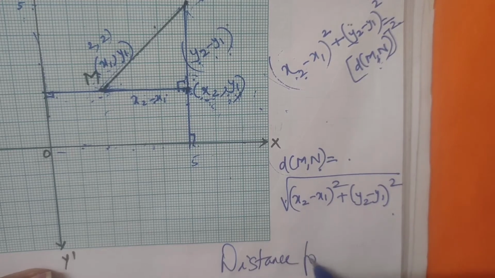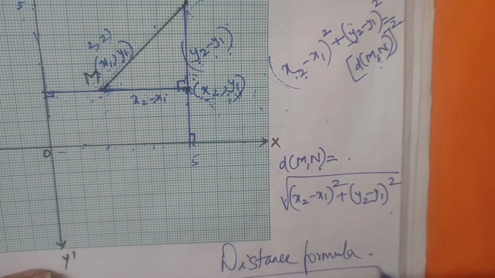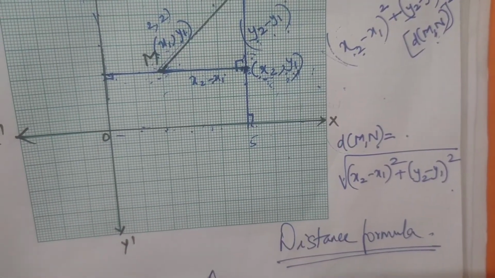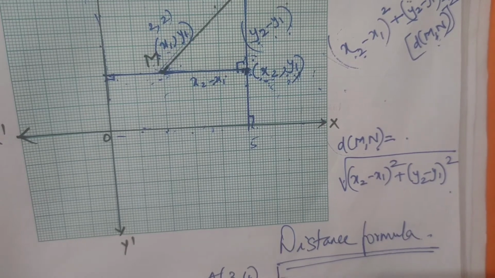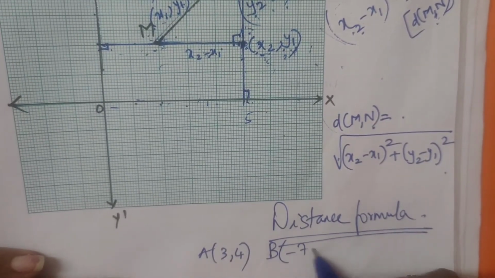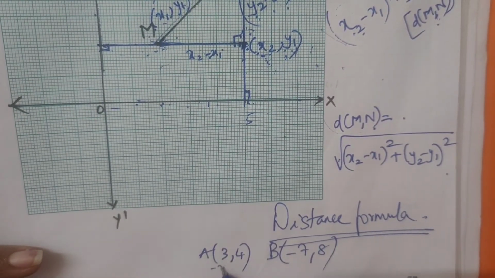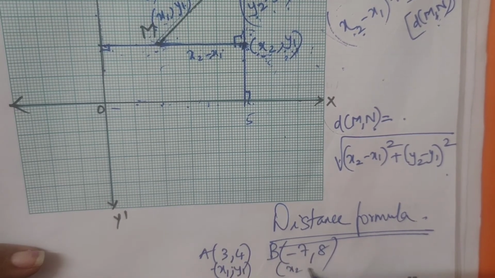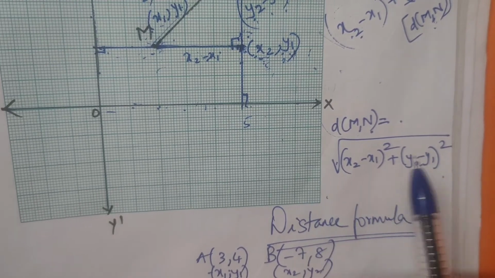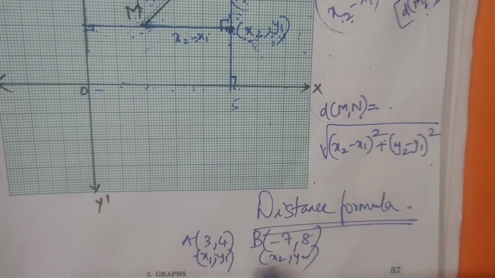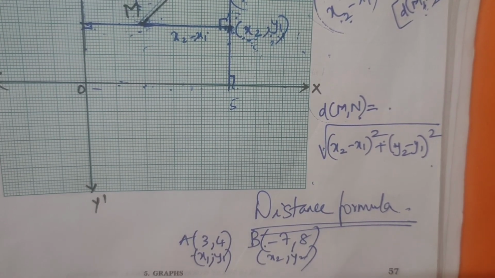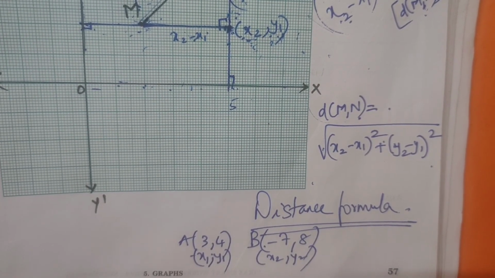Distance formula. So you always remember, whenever we want to find the distance between 2 points, any points, for example 3 comma 4 and minus 7 and 8, you will always consider the first as x1 and y1 and the second as x2 and y2. Then substitute in this formula, and we can find the distance between the 2 points, any 2 points on the plane. Clear?